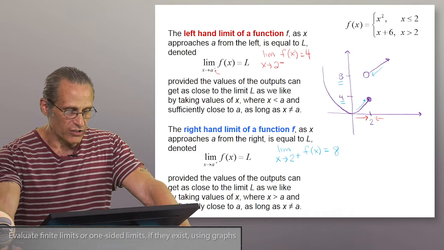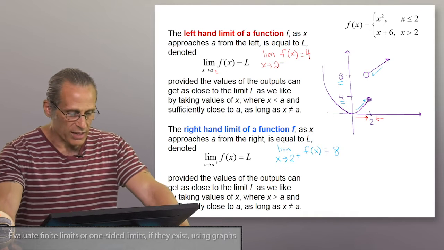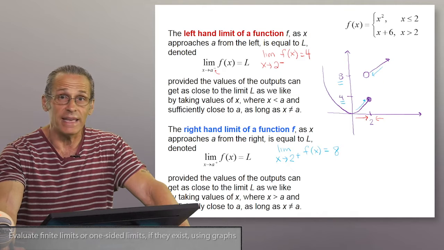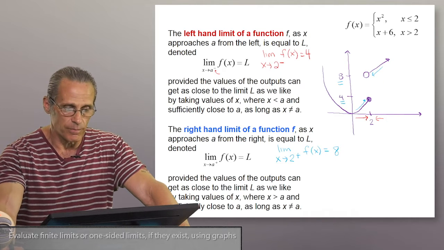And the definition says, well, we can get as close to L as we like. We just have to take values of x that are greater than a, but close to a. And again, we don't care about what happens at a.